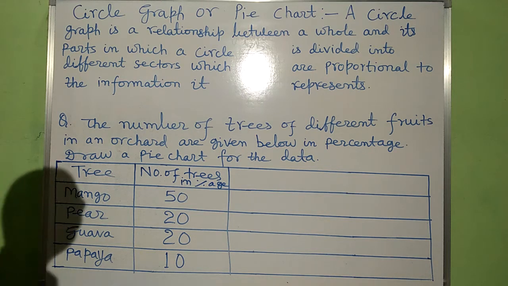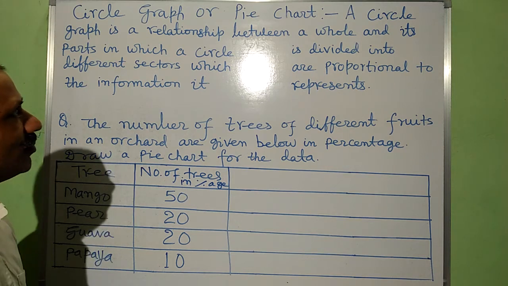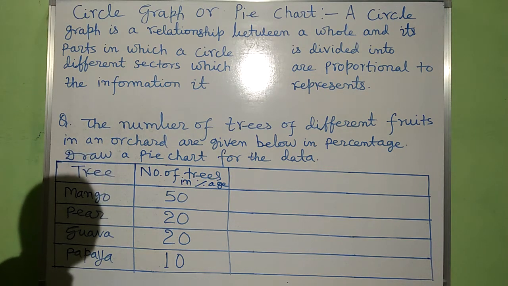Here we have to draw a circle. First of all, this circle will be divided into different sectors with the help of the given information, and it will be shaded.